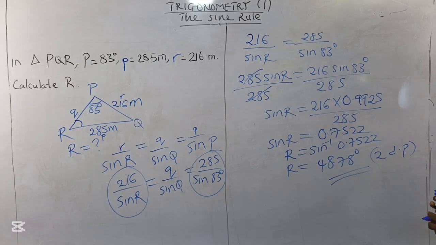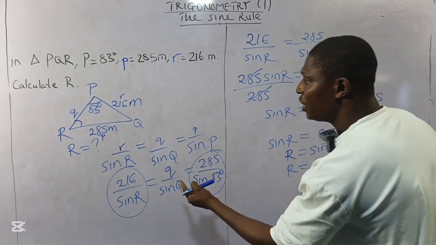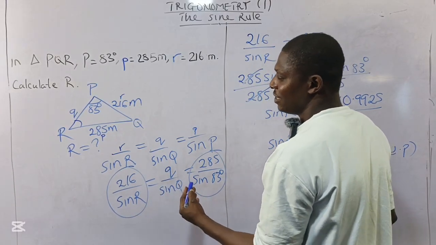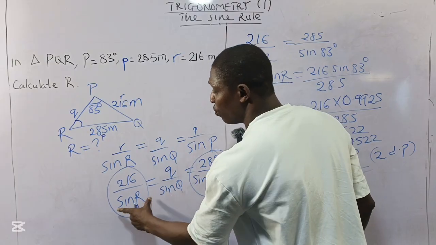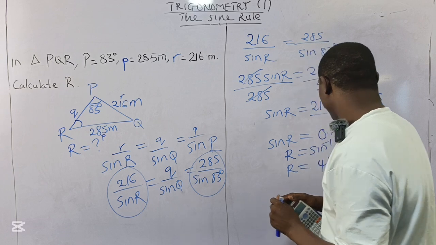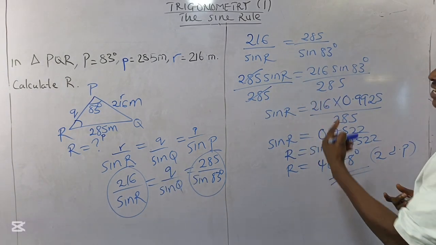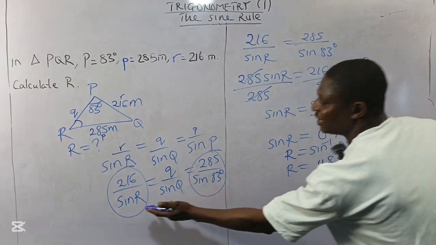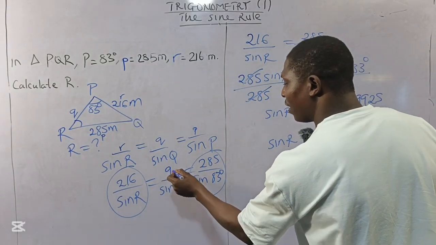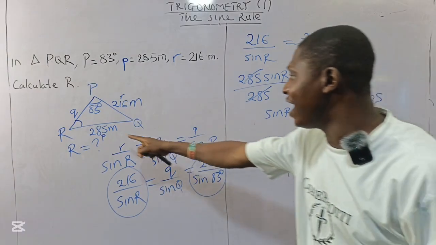And this is my answer. I don't need to check for anything because I'm only looking for R. If I can get my R and Q at the same time, and I see that my side q is smaller than side r, then I must solve for Q first to avoid ambiguity if there's any. But since I can't get Q and R at the same time using my sine rule, I must get my R directly. And from this, if you are asked to solve for Q, both angle Q and side q, you can do that because now your R has been known.